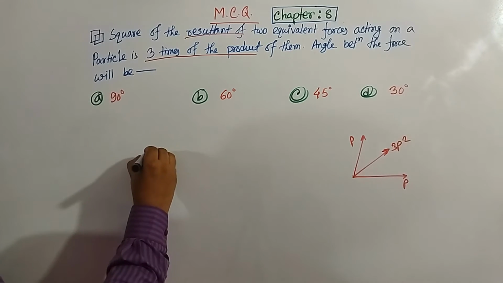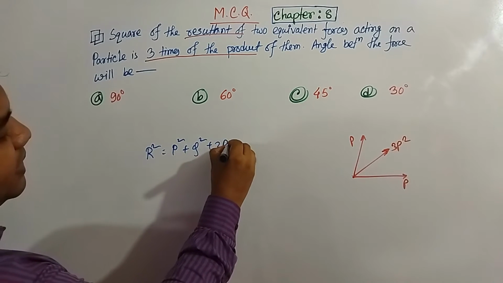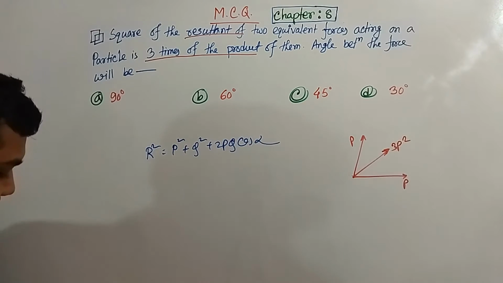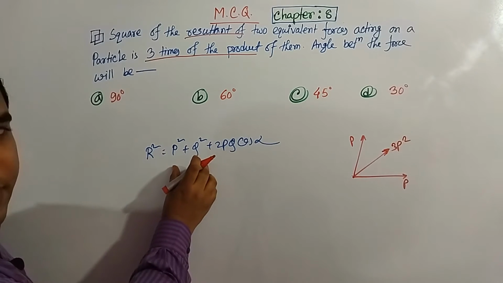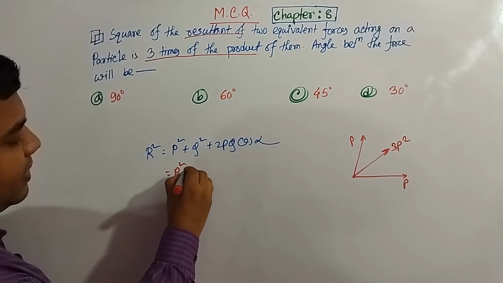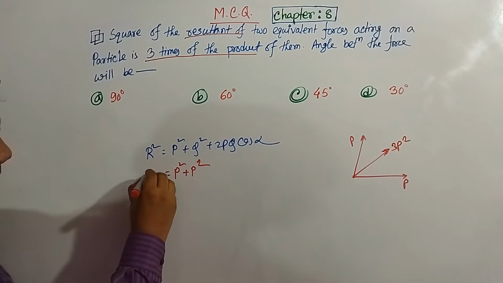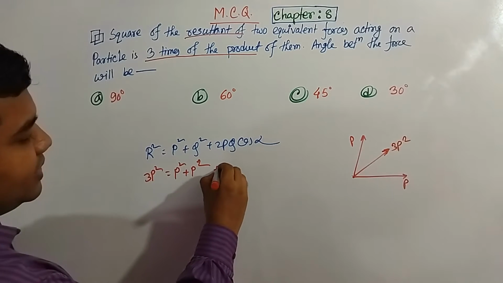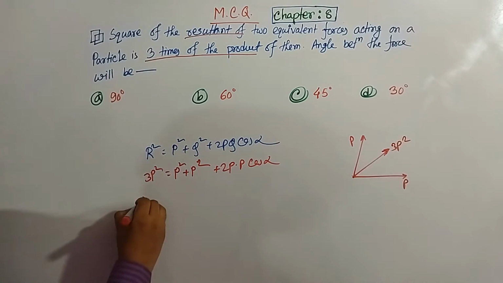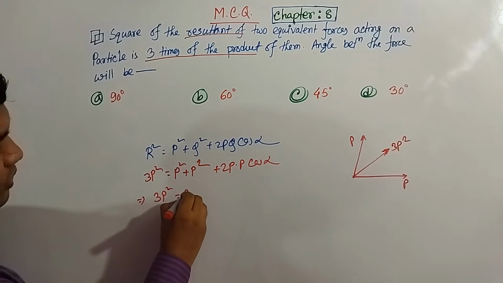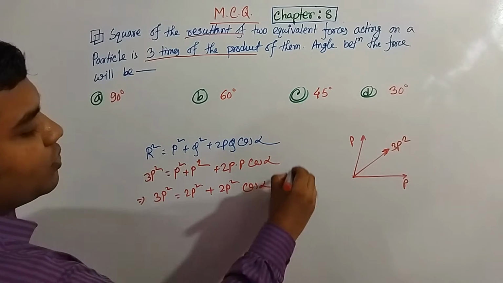Our formula is R square equals P square plus Q square plus twice PQ cos alpha. So here all the forces are the same, so it should be P square plus P square, and R square is 3P square, and it is 2P into P into cos alpha. So finally we'll get 3P square equals 2P square plus 2P square into cos alpha.